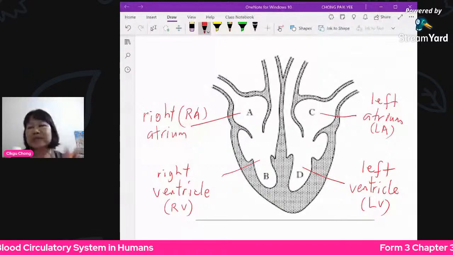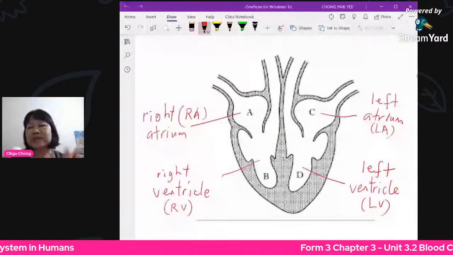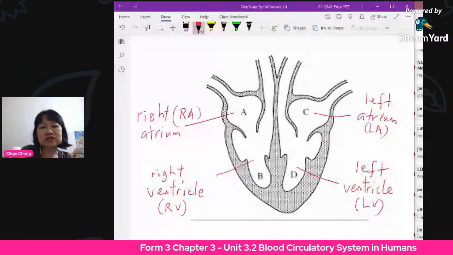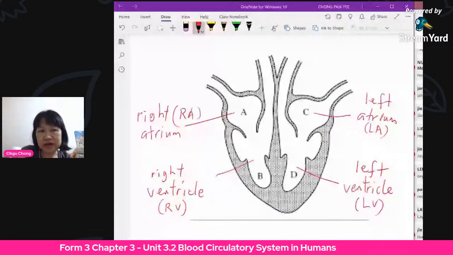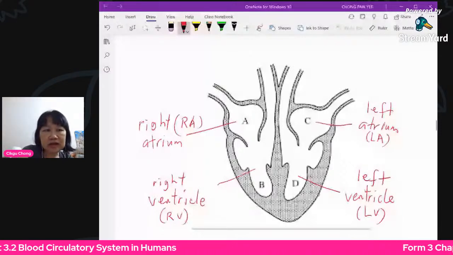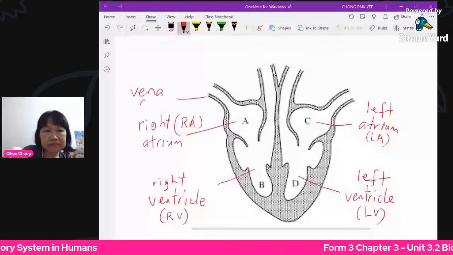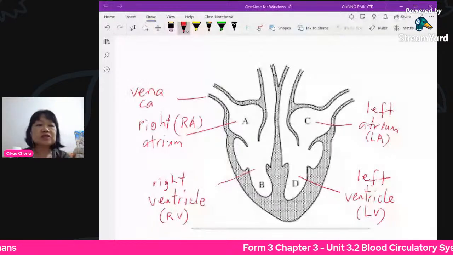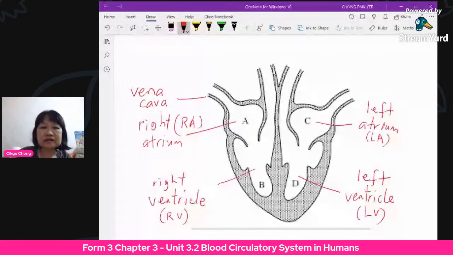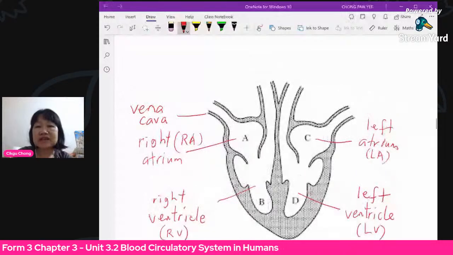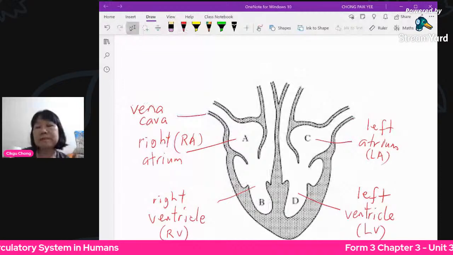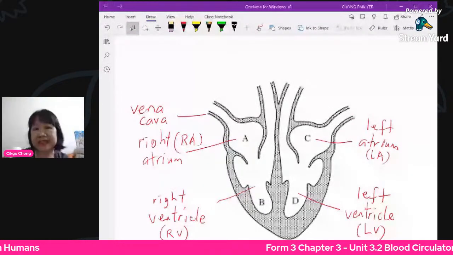Okay, now let's name first. The one that joins to the right atrium, this one, is called Vena Cava. Now, why is it Vena Cava? Later I'll tell you. Vena means a blood vessel that brings the blood back to the heart. It's actually a vein. Vena Cava. It comes back to the heart.